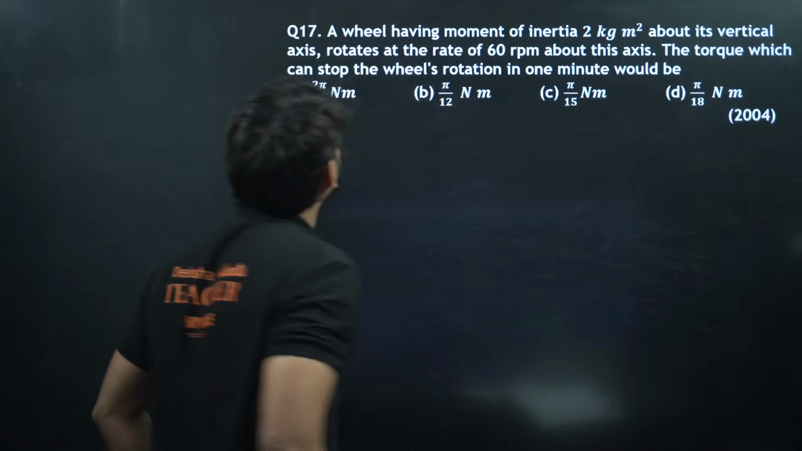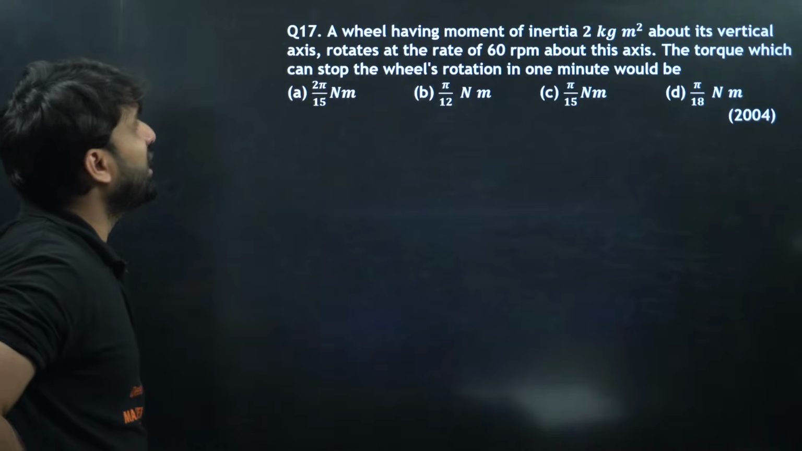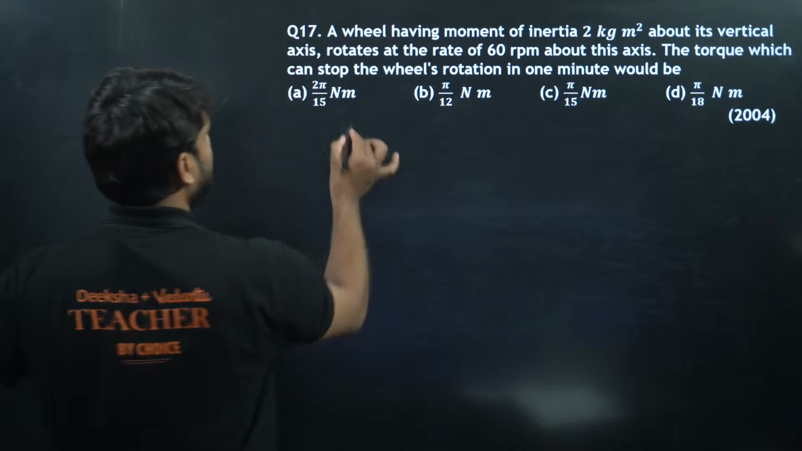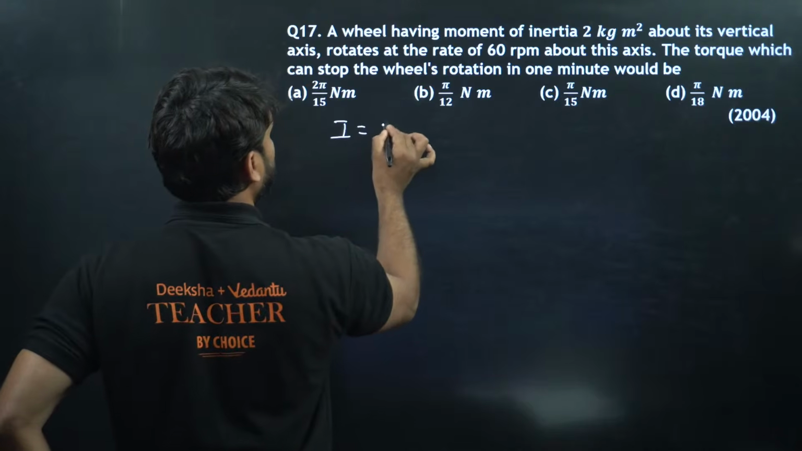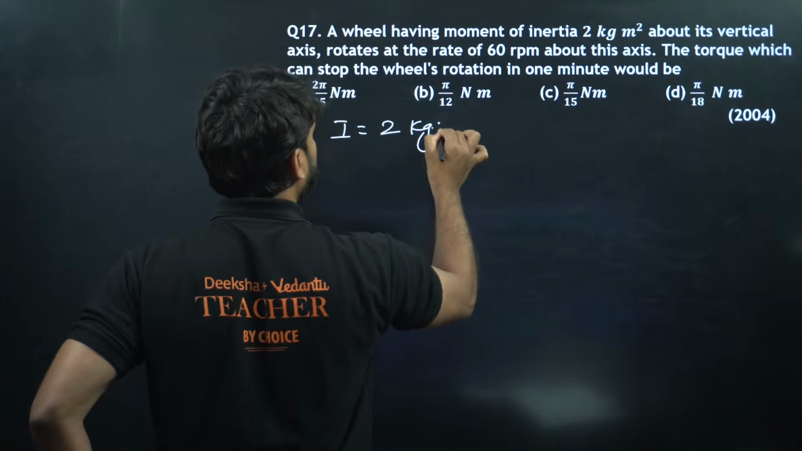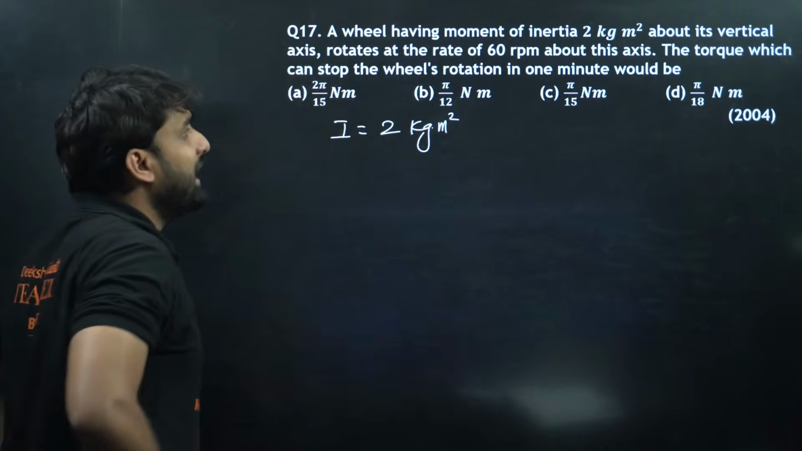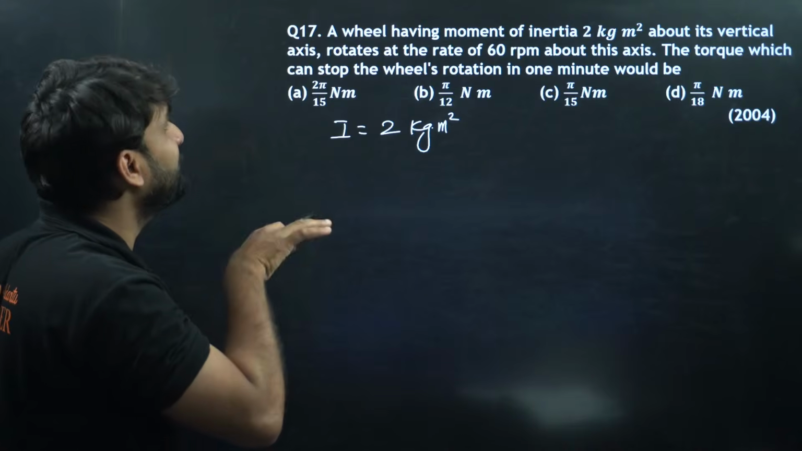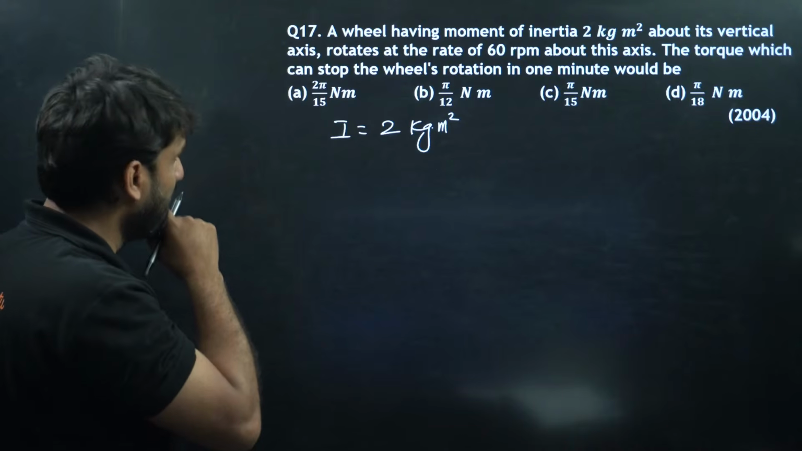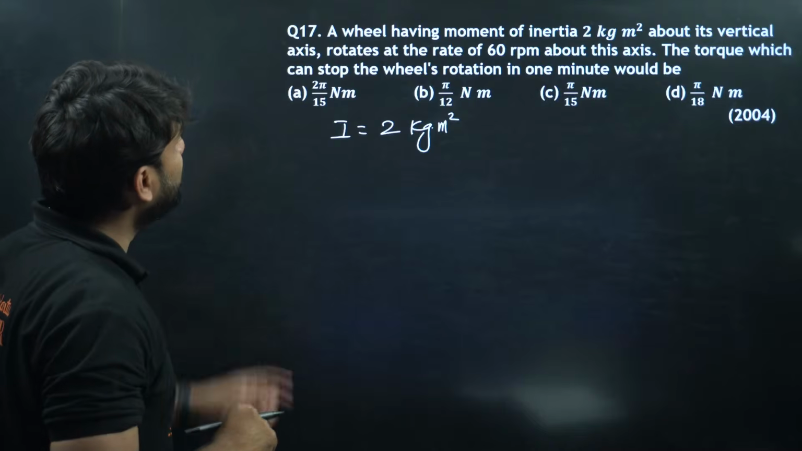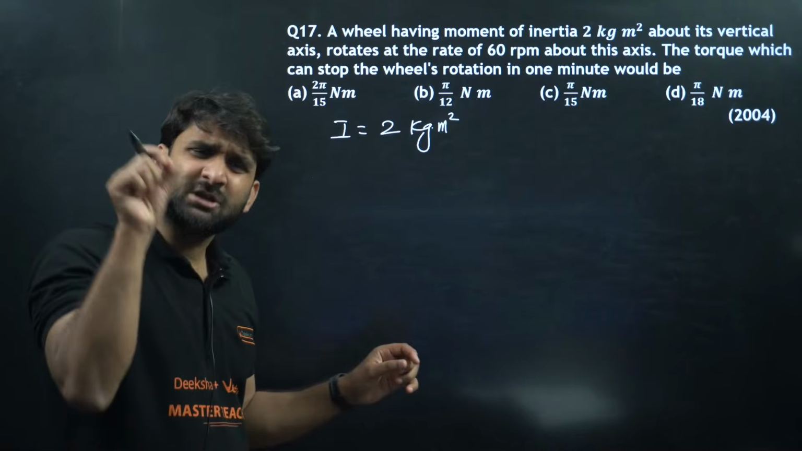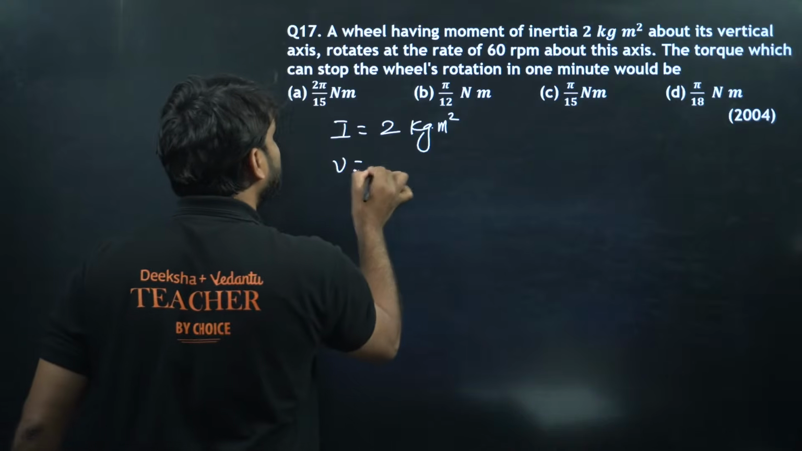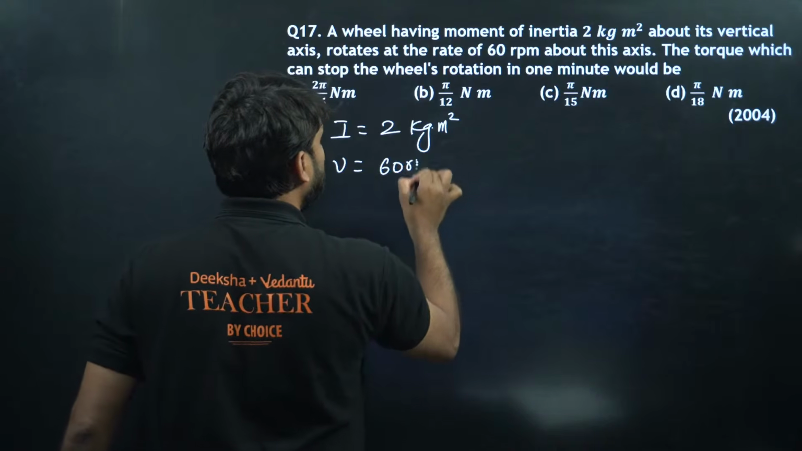Moving to question number 17. A wheel having moment of inertia 2 kilogram meter square, so the moment of inertia of the wheel is, in magnitude, 2 kilogram meter square, about its vertical axis, rotates at the rate of 60 rpm. If it rotates at 60 rpm, rotation per minute, this is basically frequency, champions.